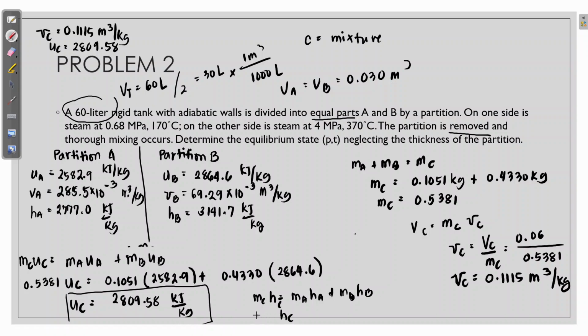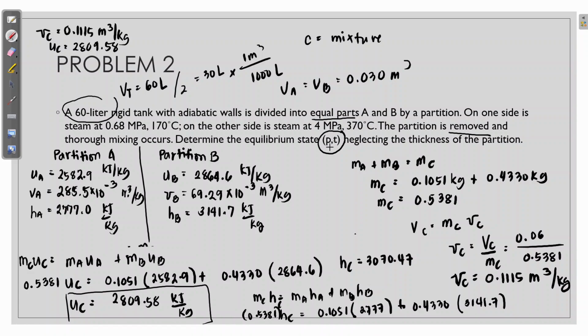So, HC, MC is 0.5381 is equals to MA na 0.1051. Ang HA na is 2777 plus MB na 0.4330 times HB na 3141.7. Okay? So, ang HC natin, pag kinompute yan, ay lalabas dyan ay 3070.47. Okay? Pero ang hinahanap lang naman dito is pressure at saka temperature.